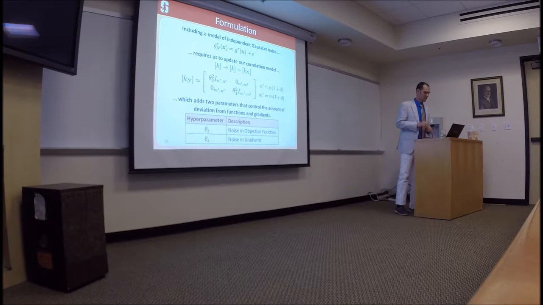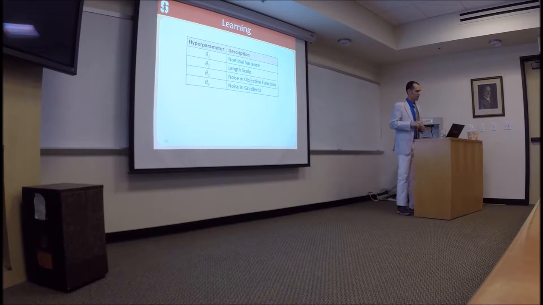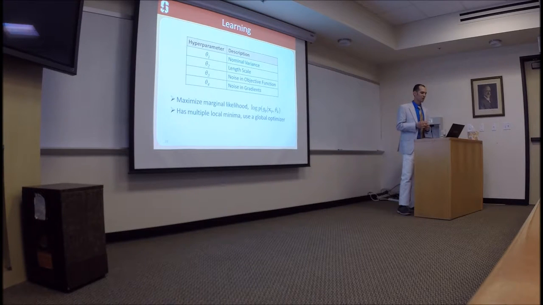The end result is that we get two separate hyperparameters, one noise parameter theta 3 just for the objective function, and one noise parameter theta 4 for the gradients. In total, we have four hyperparameters in my formulation, and they need to be tuned in the learning problem. A typical approach which I adopt in my work is maximizing marginal likelihood. It has multiple local minima for realistic aerospace data, so I use a global optimizer to run this problem.